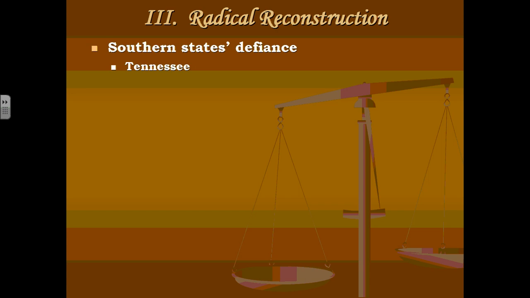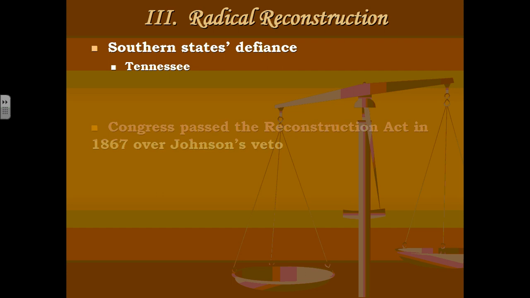At this point, Southern states continued to defy the Republicans in Congress. Tennessee was the only state that passed the 14th Amendment. Every other Southern state rejected it. At this point, Congress passes the Military Reconstruction Act in 1867. Johnson vetoed it. The Radical Republicans had enough votes to override Johnson's veto.